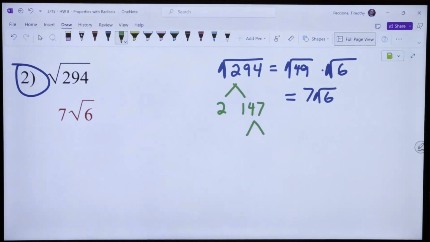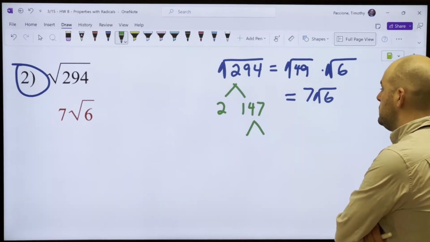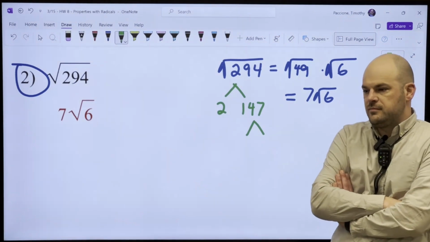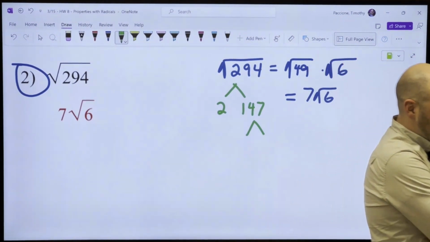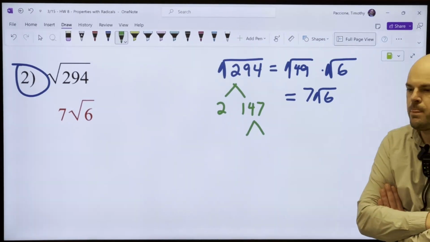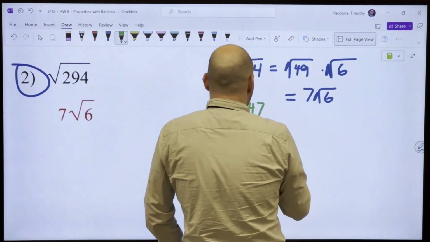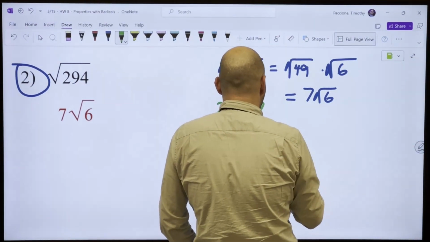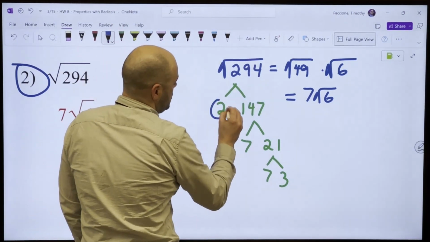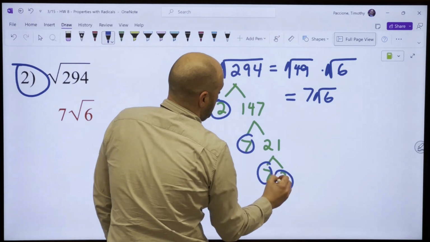What goes into 147? Well, what's at the end of it? 7. So let's try 7. Maybe that goes into it. I don't know. Grab your calculator. 147 divided by 7. It does work, right? So look for clues, okay? And then 21 would be 7 and 3. Okay, so I got 2, 7, 7, 3, right?